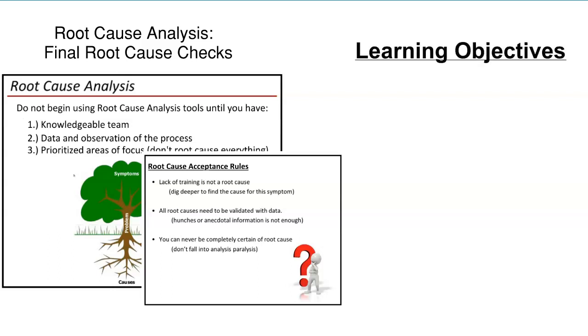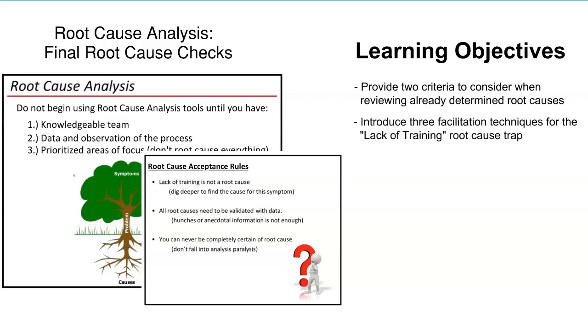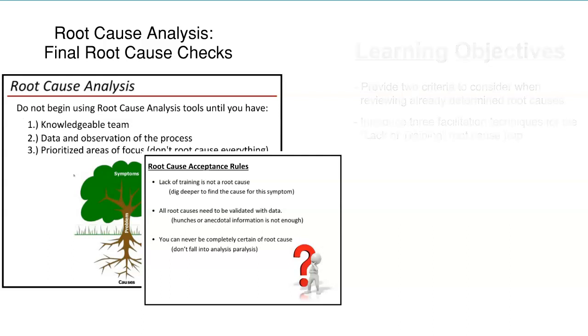The learning objectives will be to take a look at two criteria that I consider before making a final root cause determination. And then some facilitation techniques to help with a commonly misidentified root cause I sometimes call the lack of training trap. We'll take a look at ways as a facilitator you can work through that common trap.